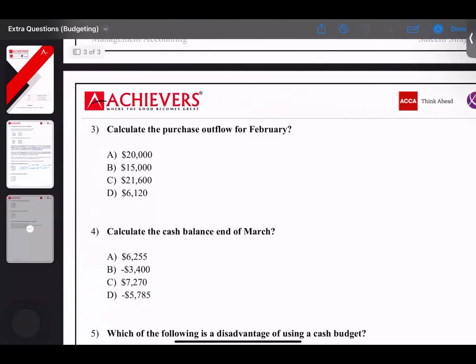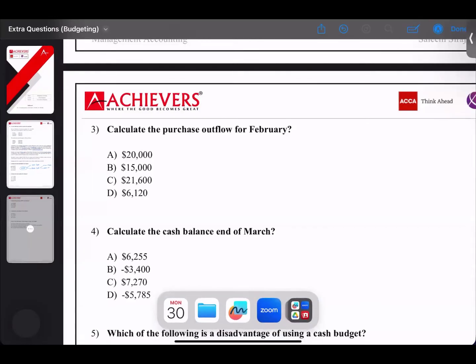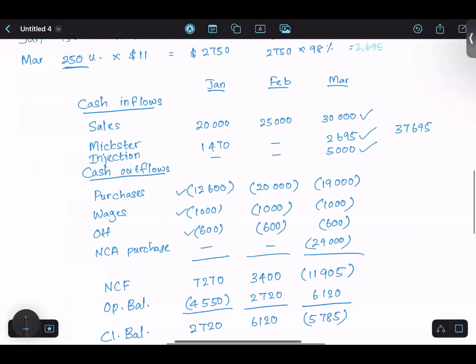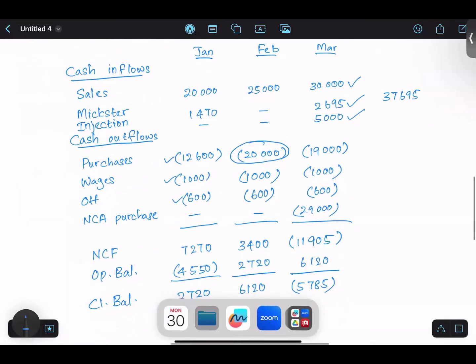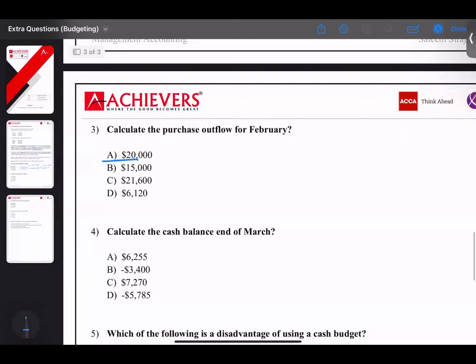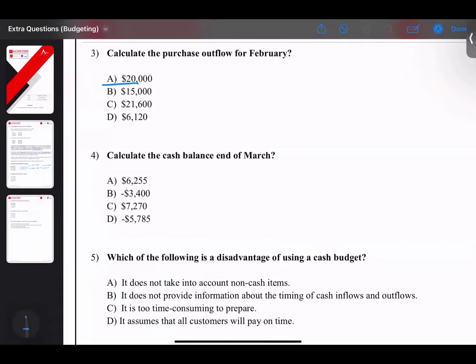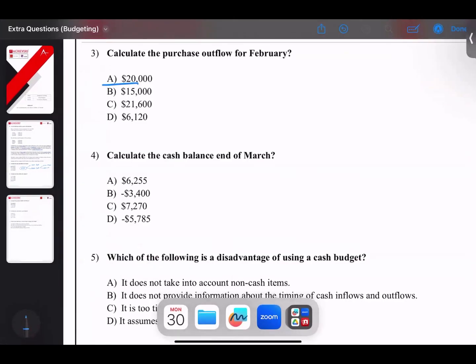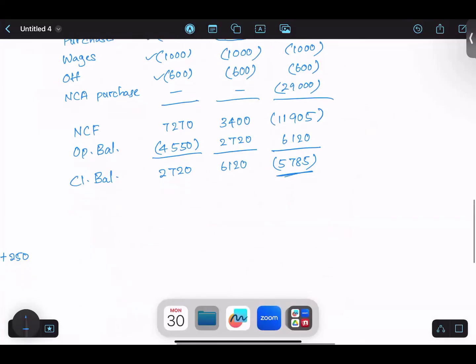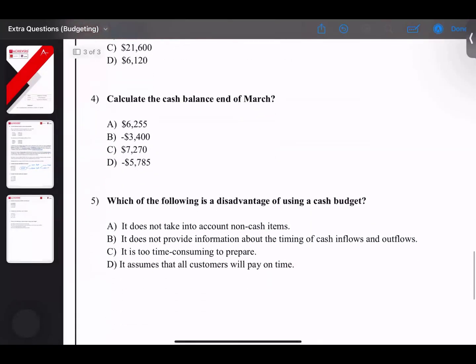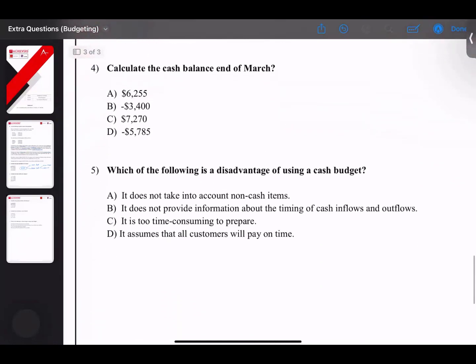Third question, calculate the purchase outflow for the month of February. They are asking for the outflow related to purchases in the month of February. So in relation to purchases, our outflow is $20,000. Fourth question, calculate the cash balance at the end of March. We have calculated this as negative 5,785.